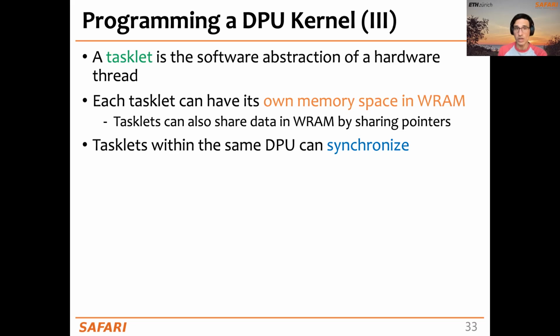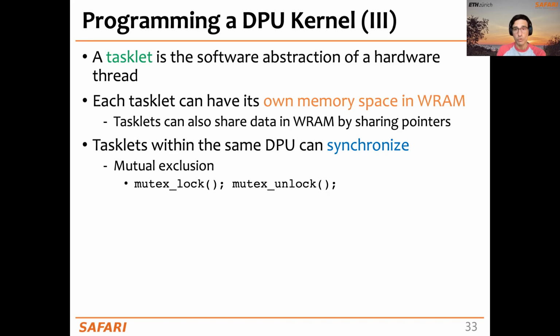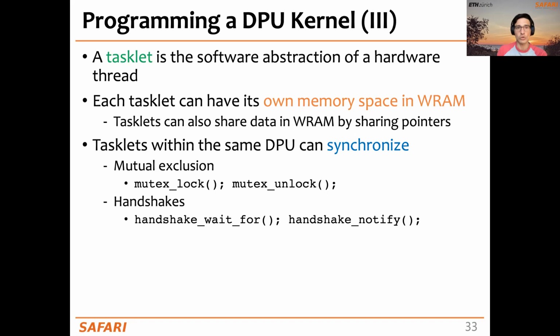But tasklets within the same DPU can also synchronize. So there are intra-DPU synchronization primitives, in particular mutual exclusion, or mutexes, that we can use to create critical sections, parts of the code where only a single tasklet can be at a time, in order to avoid data races and ensure correct execution of the program. It's also possible to use handshakes, another type of synchronization primitive, and in particular, these are useful to communicate from one tasklet to another tasklet. The second tasklet will be waiting for the first tasklet to finish to notify the second tasklet.